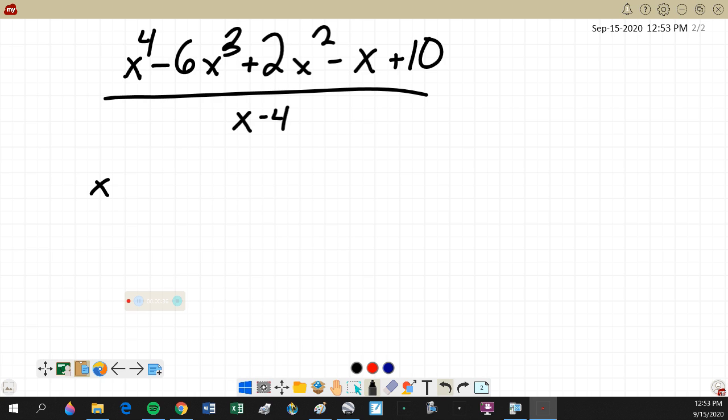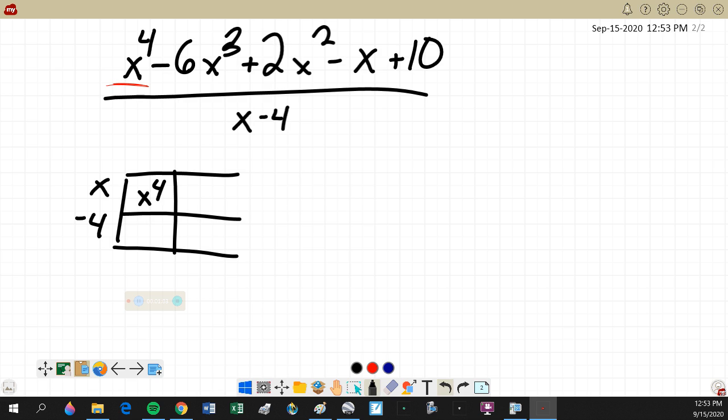So I put x minus 4 on the left side of a box, and I won't know how long the box is until I get done. If at any point you're confused, please stop me so I can maybe explain it in a different way. This isn't difficult, but if you don't understand the steps, you're going to be way lost. So first, I need to bring down this x to the fourth, and then I just fill in the missing information.